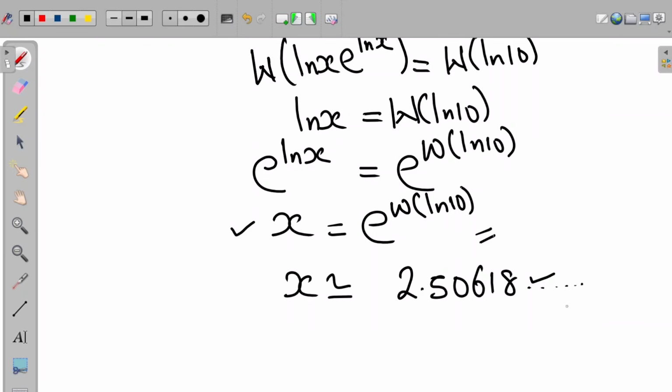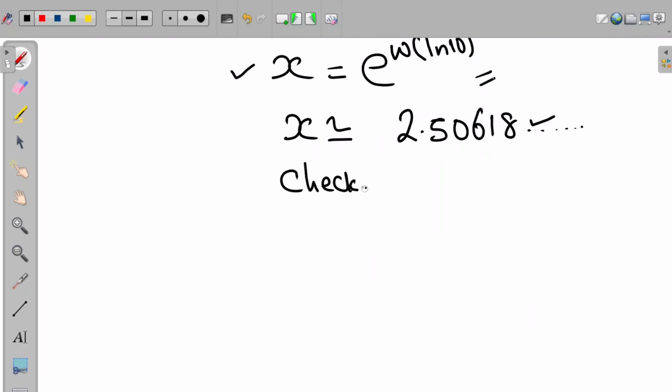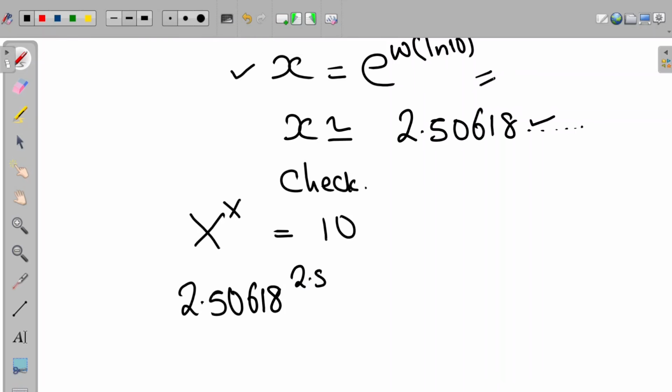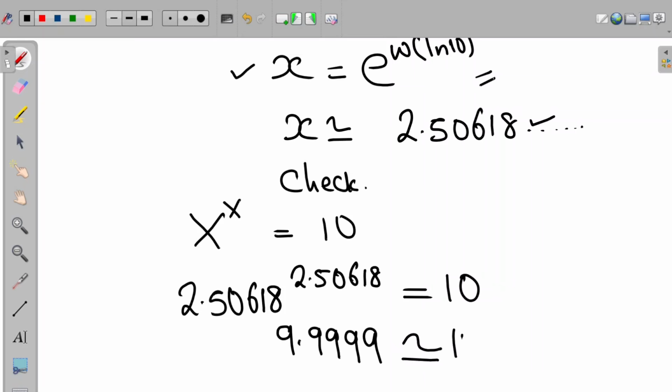So let's check if our solution is correct. So we are given that x raised to the power of x is equal to 10. But we obtain the value of x to be 2.50618. So we have 2.50618 all raised to the power of 2.50618 equal to 10. If you simplify the left hand side, we have 9.9999, which is approximately equal to 10.